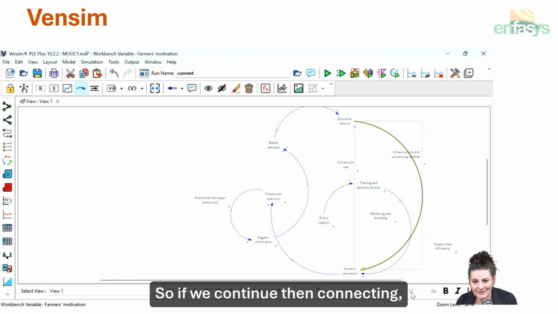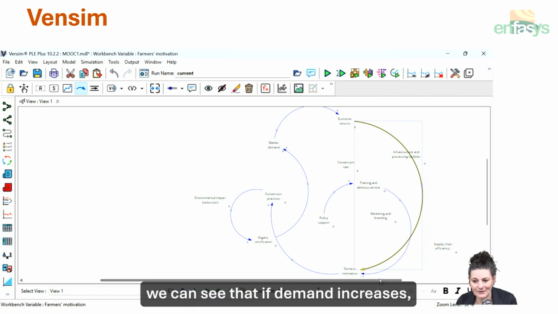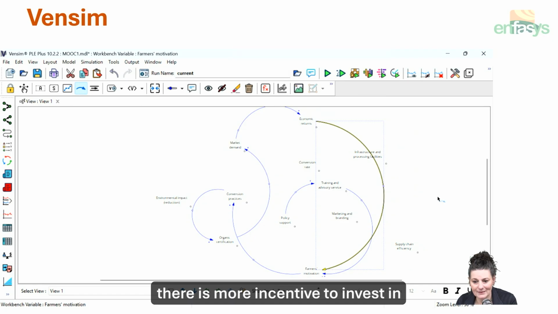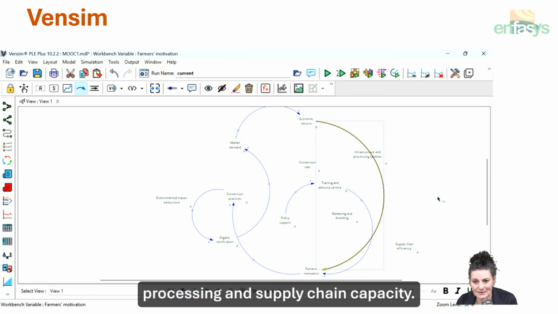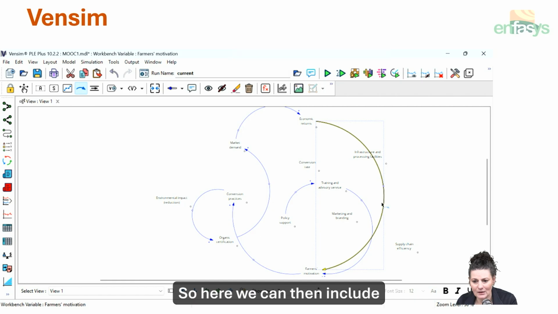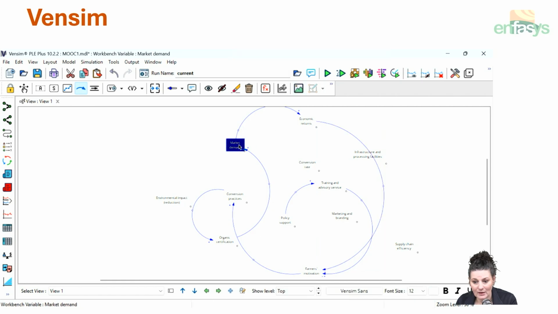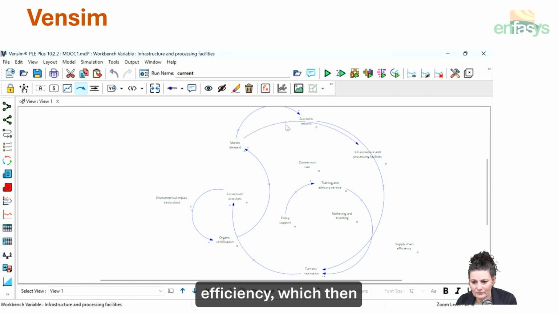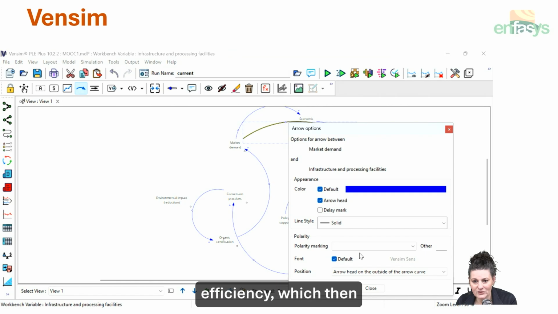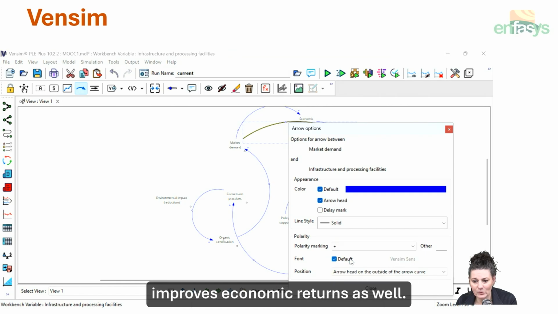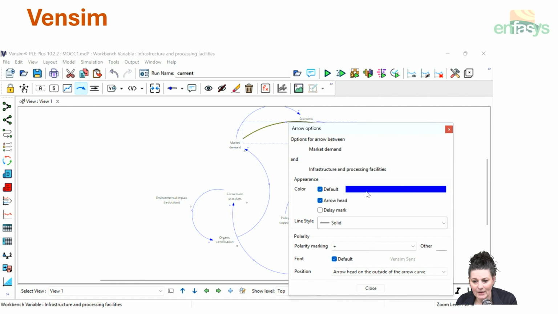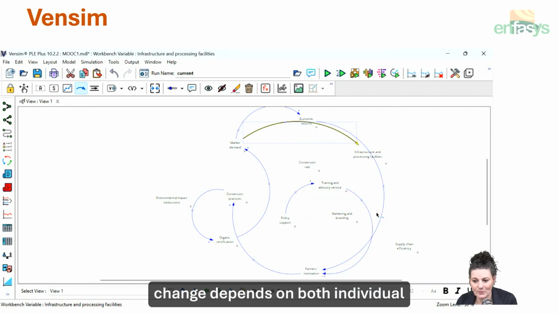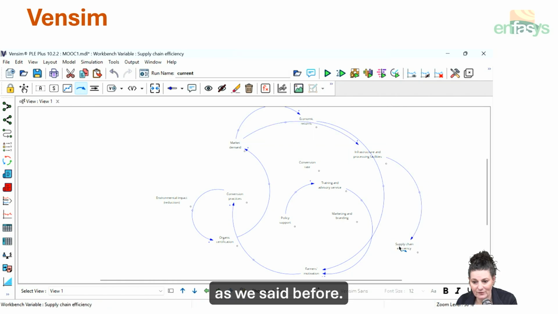So if we continue connecting, we can see that if demand increases, there is more incentive to invest in processing and supply chain capacity. So here we can include the infrastructure. And better infrastructure improves efficiency, which then improves economic returns as well. And this shows that system change depends on both individual decisions and structural conditions, as we said before.